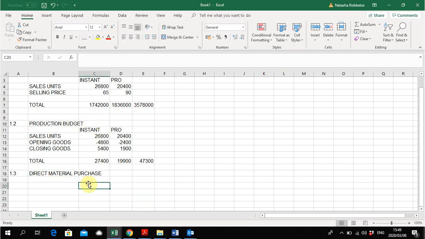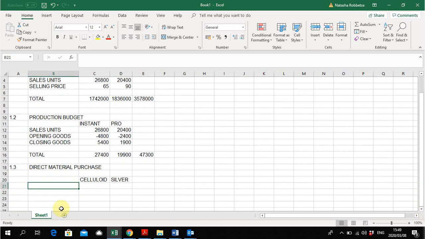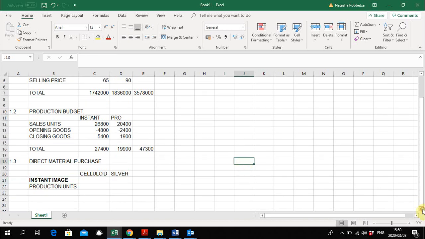Again, we are now going to change our columns to the types of products. We have celluloid, and we have silver. And I'm going to start with the first type of product, which is the instant image. Right, production units for this one. Just going to put that in bold so that you can see clearly.